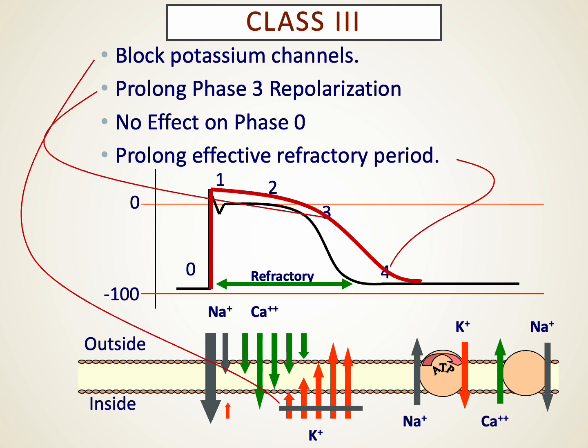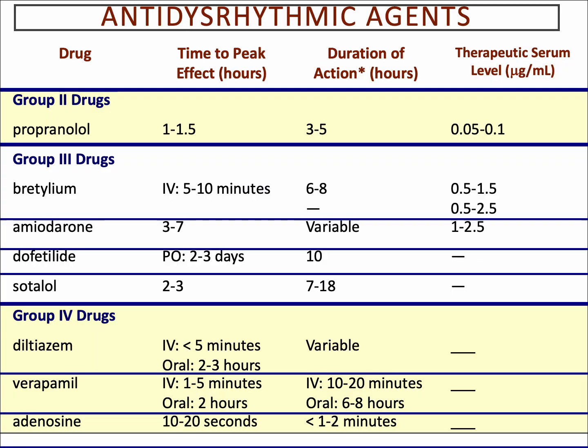The class 3 drugs block potassium channels. The biggest group in the group 3 that you will see is amiodarone, and so that's the one we're going to focus on. We'll also talk briefly about beta blockers, propranolol. We don't really use propranolol much anymore in cardiology, but we could use metoprolol to slow AV nodal conduction. We do that a lot.